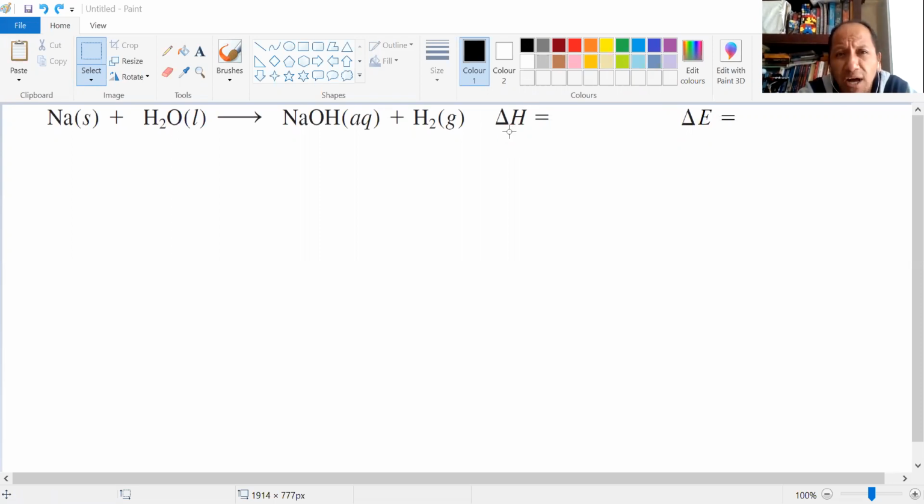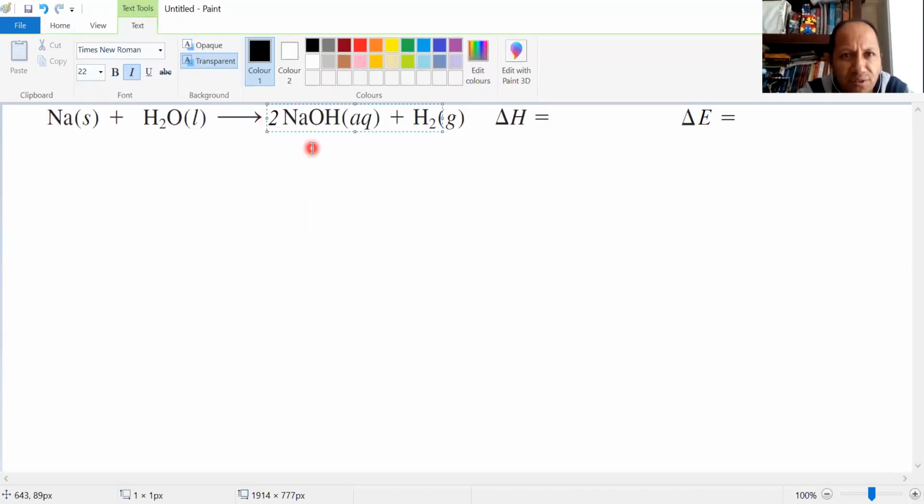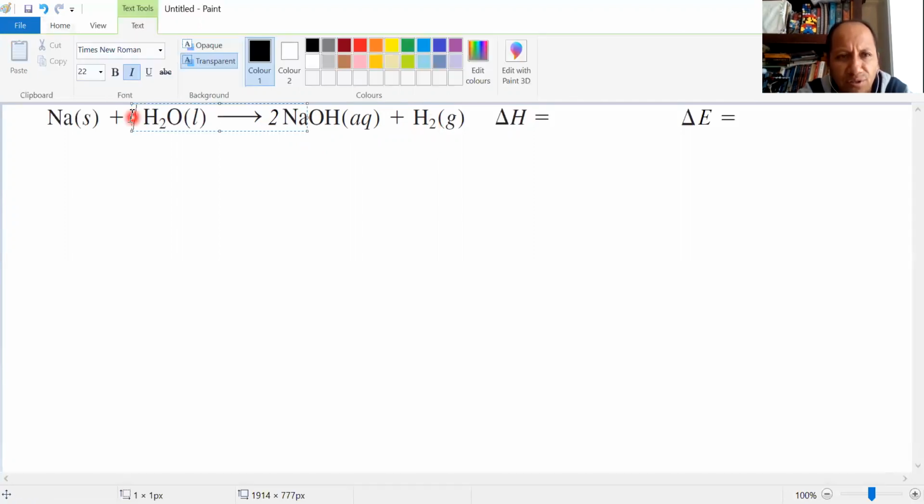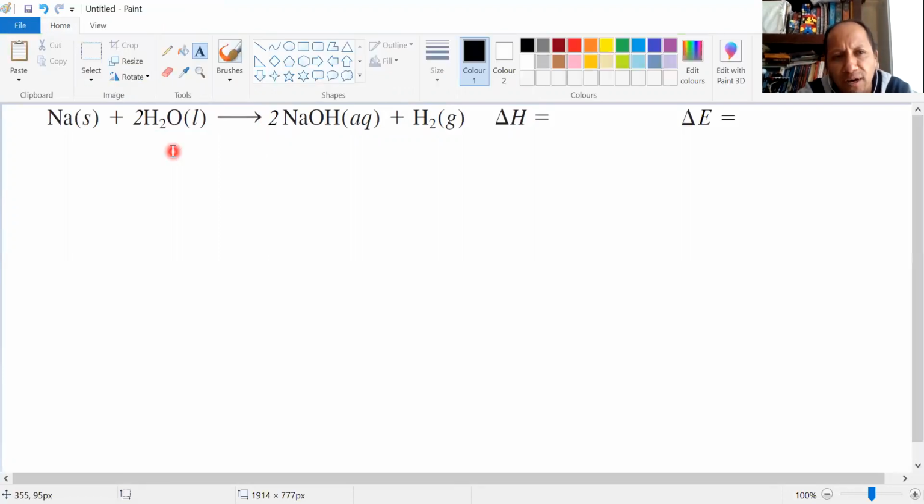In the first place, what you will have to do is balance the reaction, right? If you check the reaction here, I have two hydrogens there, but one oxygen. So what you must put here is a two. If you put a two there, then you're going to have two sodiums, two hydrogens, two oxygens, and two hydrogens plus two hydrogens is four. And then you will need to put a two here also. So then you have two oxygens and four hydrogens, but also two sodiums. Then that's balanced.